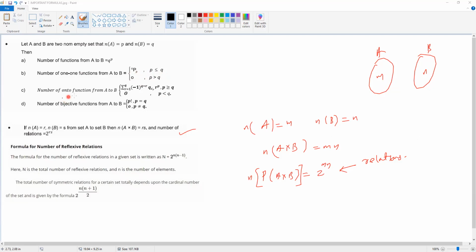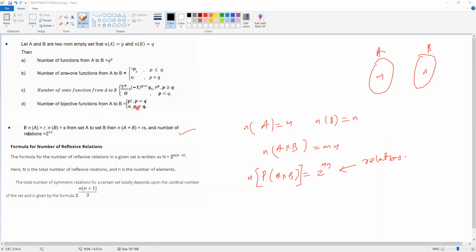Similarly, number of onto functions from A to B, p less than q. That means A में less elements है तो 0, क्योंकि A में less elements है, B में ज़्यादा elements है तो B का हर एक element को इधर pre-image नहीं होगा. Then p greater than or equal to q है तो फॉर्मूला देखो, sigma r is equal to 1 to q, minus 1 to the power q minus r, qCr, r to the power p. Then bijective functions, one-one and onto functions. दोनों का नंबर सेम होना चाहिए तभी one-one and onto होते, तब bijective functions are p factorial.